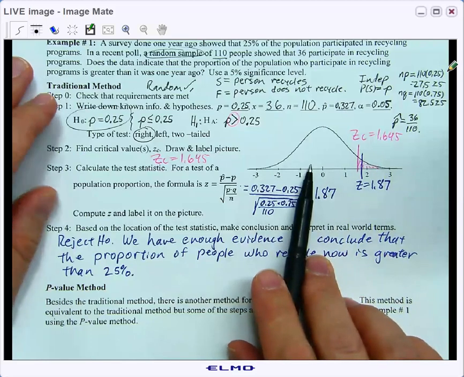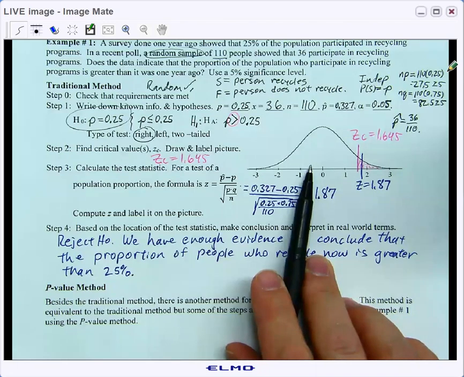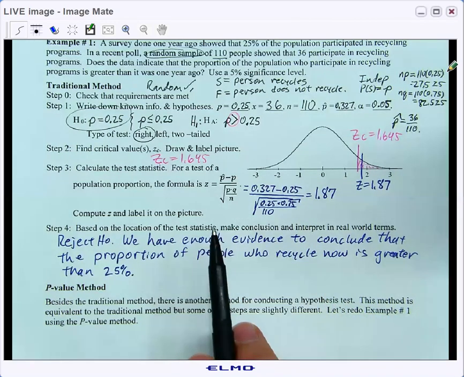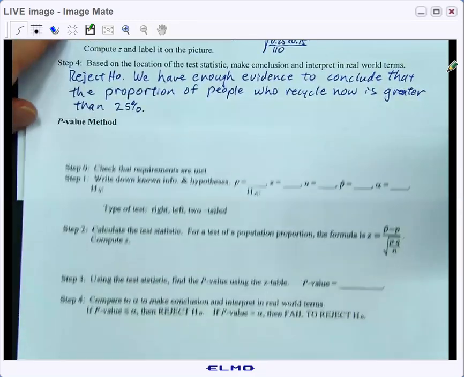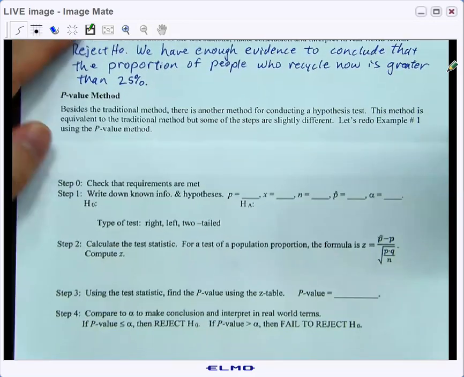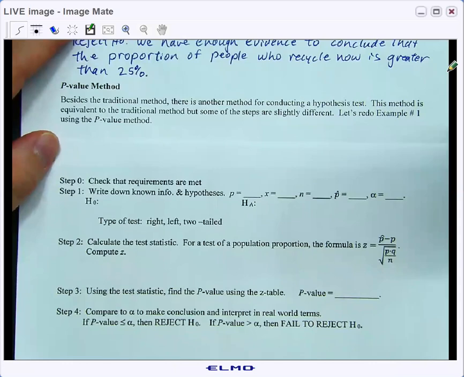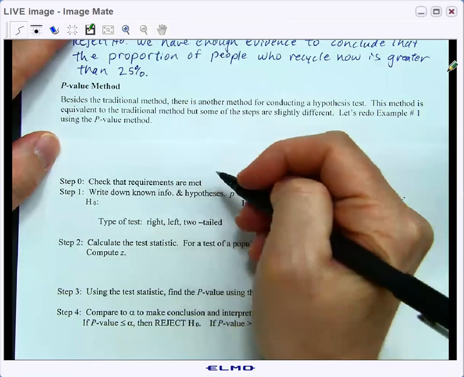reject H naught. There is another way that we can come to our conclusion that we talked about in 8.1, and that is the p-value method. So let's set up the problem, but let's start over and pretend that we're doing everything again. So we're going to do our requirement check.